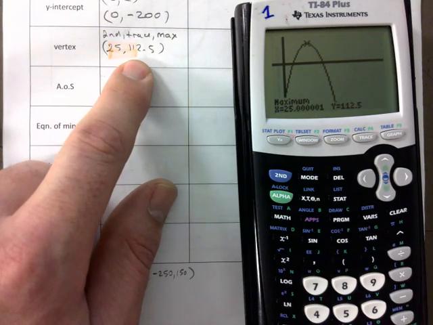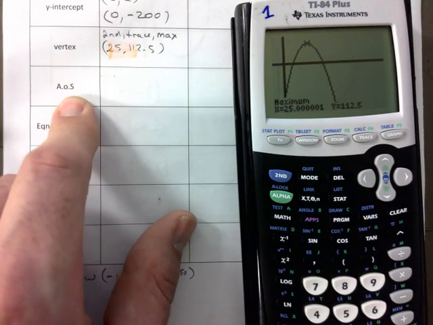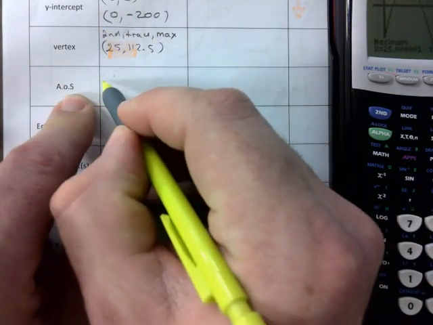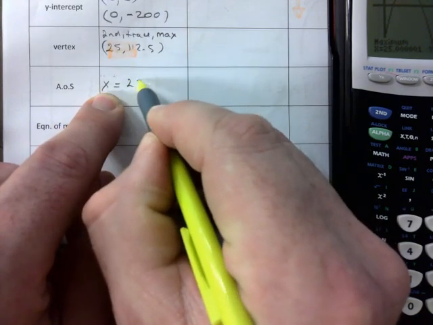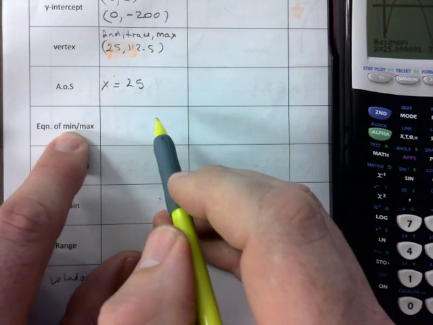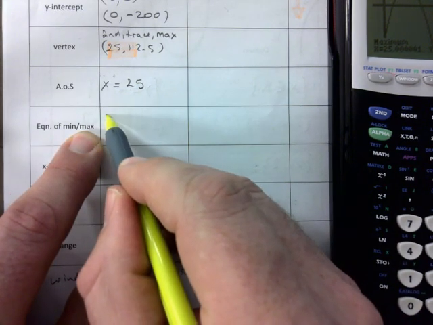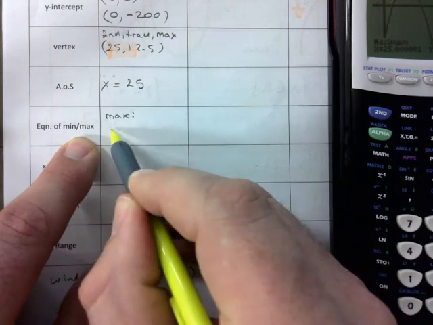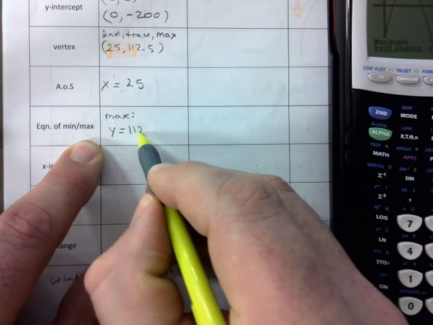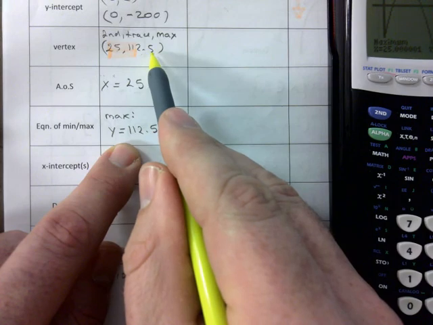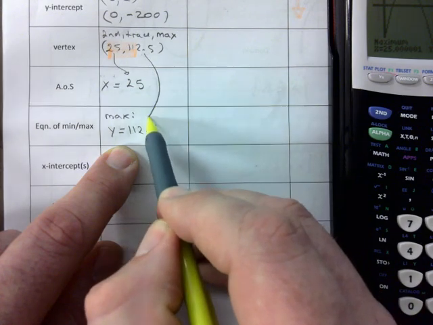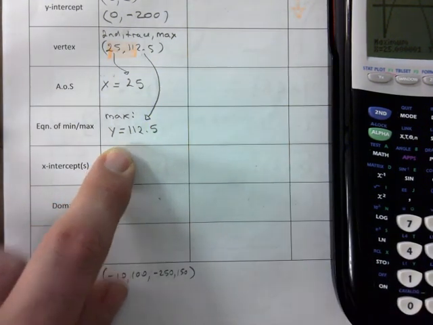So that's my vertex, very important. Axis of symmetry, anybody remember what that is? It's basically from the vertex. So it's an equation: x is equal to 25. It's an equation. The equation of the min or the max, and in this case it's a max, and the equation is y is equal to... it's given to you by the vertex as well. So the vertex gives you this, and the vertex also gives you the equation of the min or the max. It depends on which way it's pointing.